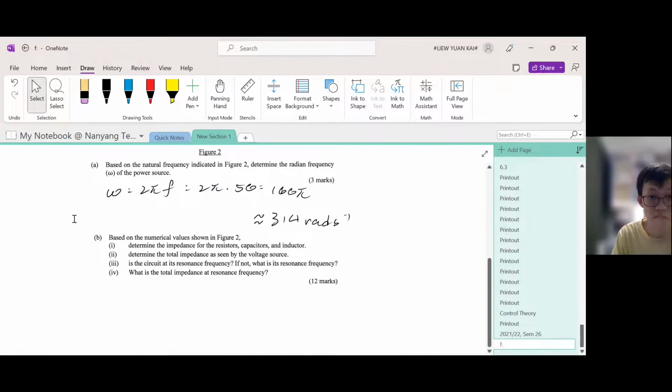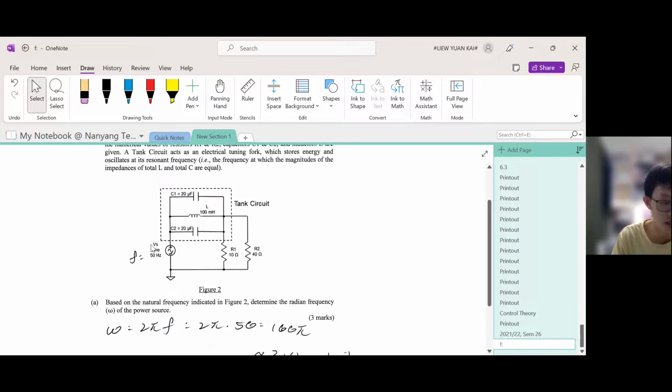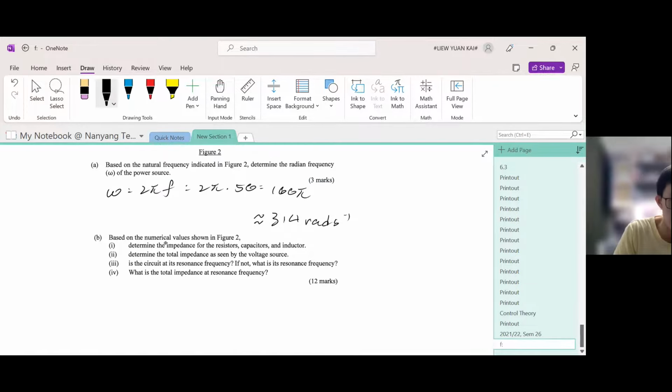So based on the values, determine the impedance of the resistor, the capacitor, and the inductor. It's also pretty straightforward. You have to remember all the formulas, right? So go back if you haven't memorized the formulas already. For capacitor 1 and capacitor 2, they have the same capacitance, so I'm just going to write them like this.